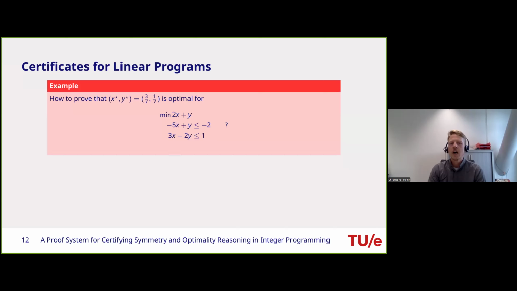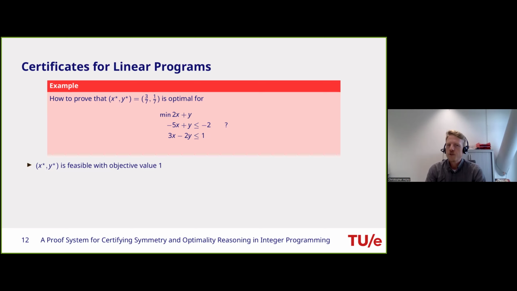And the question is, how can I actually convince you that this is an optimal solution? There are essentially two steps that I need to take. Namely, the first one is that I show that this is a feasible solution. This is rather easy. I just insert the solution x star, y star into my inequality system, and I check that none of the constraints is violated. One can verify that this is indeed the case. And with this, I also know, if I evaluate the objective function, that the minimum objective value is at most 1. So I found a feasible solution which provides me an upper bound on the optimal objective value.